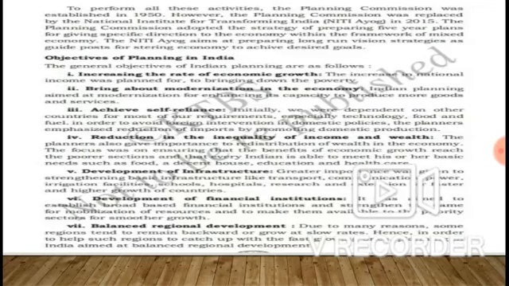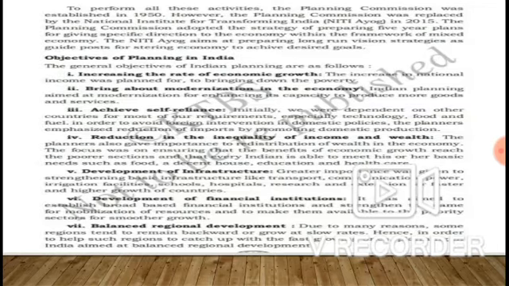So the fourth one is reduction in the inequality of income and wealth. The planners also gave importance to redistribution of wealth in the economy. The focus was on ensuring that the benefits of economic growth reach the poorer sections and that every Indian is able to meet his or her basic needs such as food, a decent house, education, and healthcare. These were the basic needs of our Indian people.